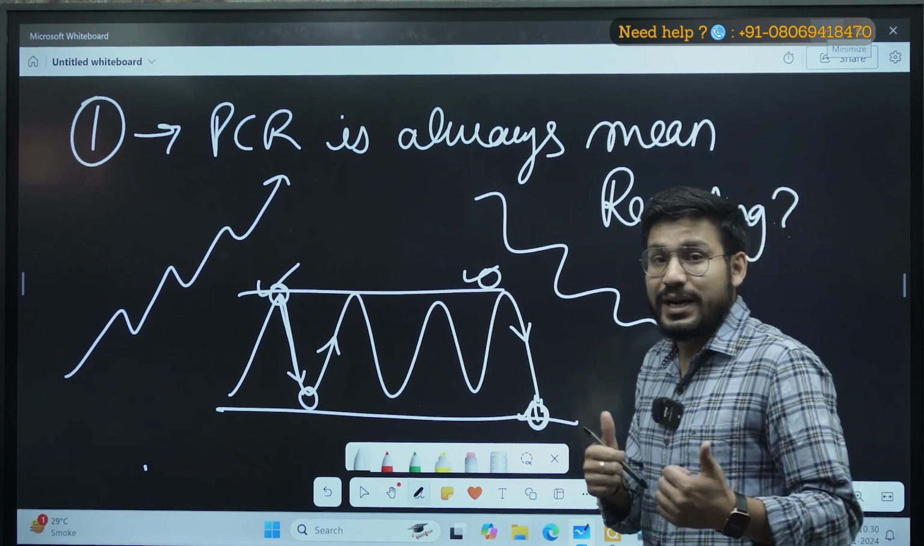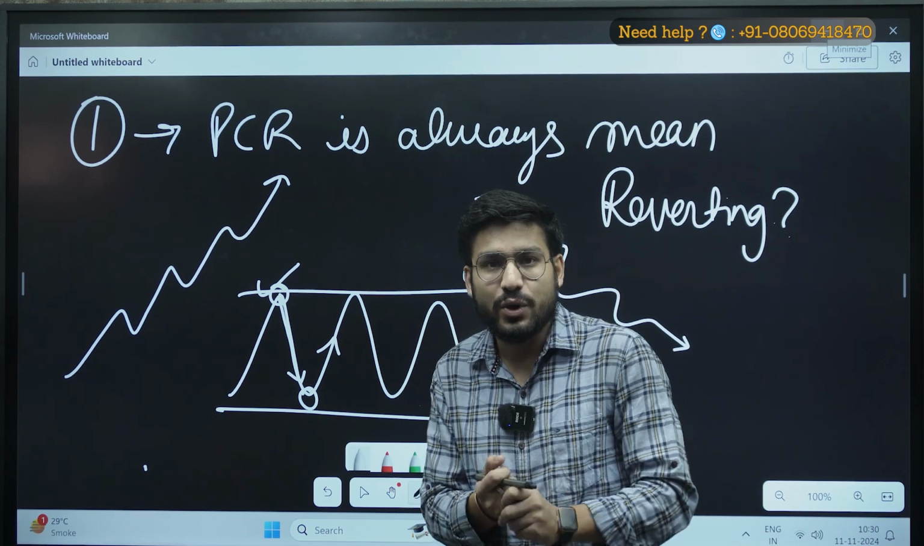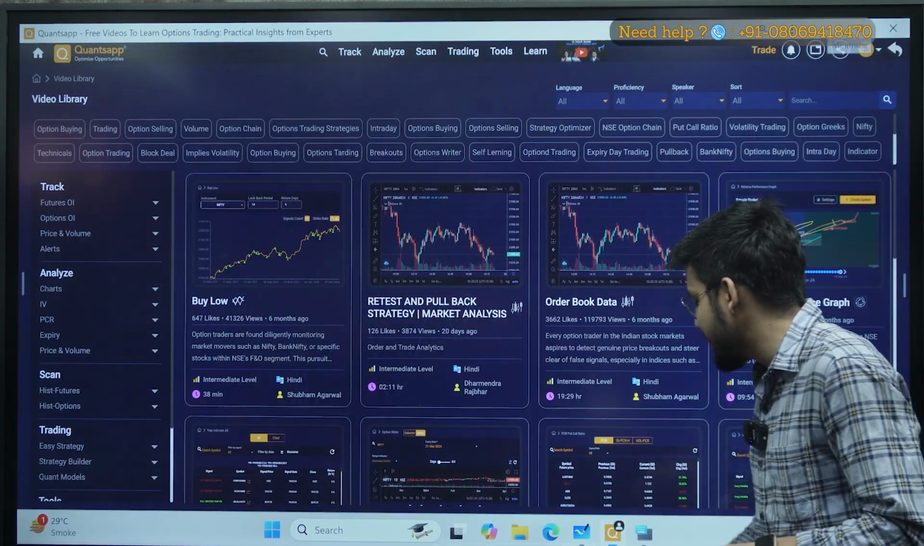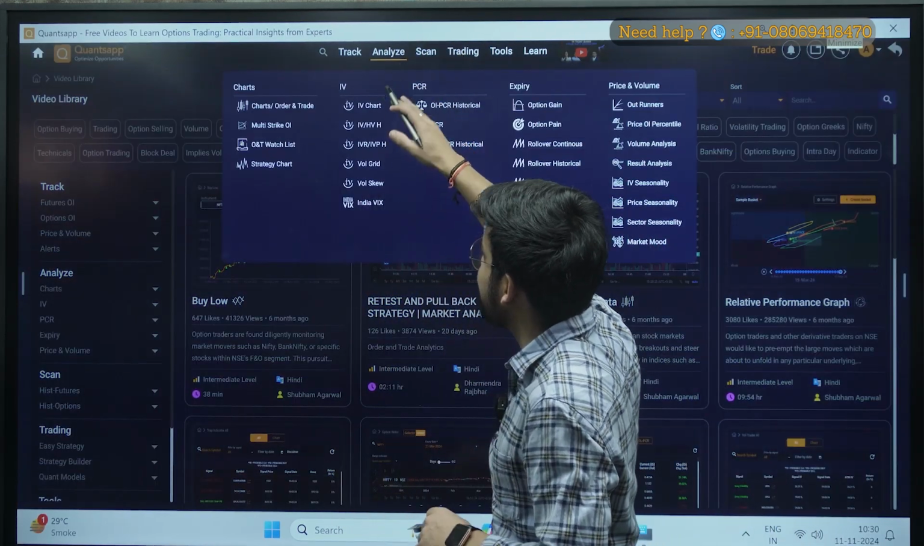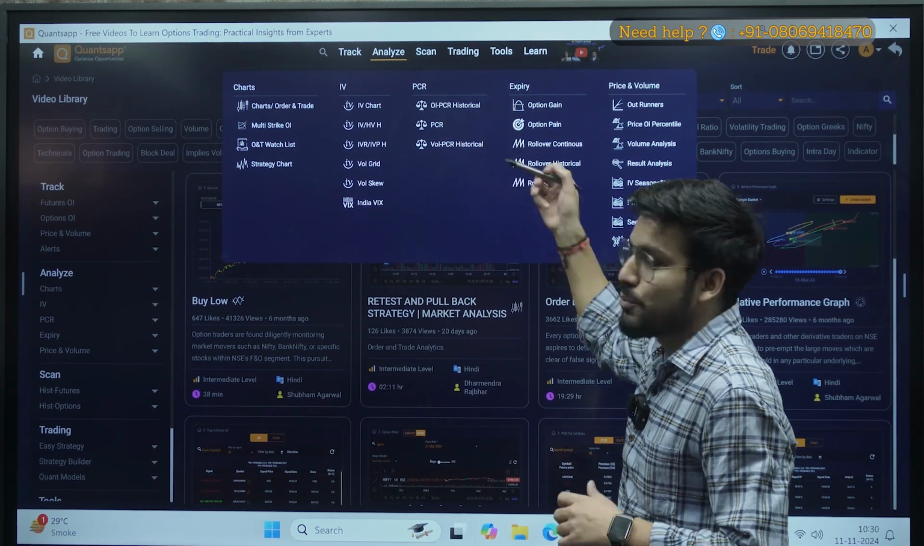Now it is giving you an indication that the market is oversold, so you should go and buy it. Okay, so let's see how we can use it in a real application. For that I am opening the Quantsapp application here. In the Quantsapp application, we have a separate section for PCR. You can see the OI PCR, historical PCR and volume PCR as well.